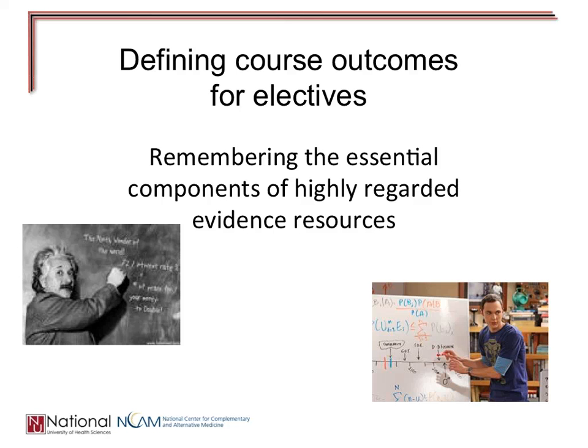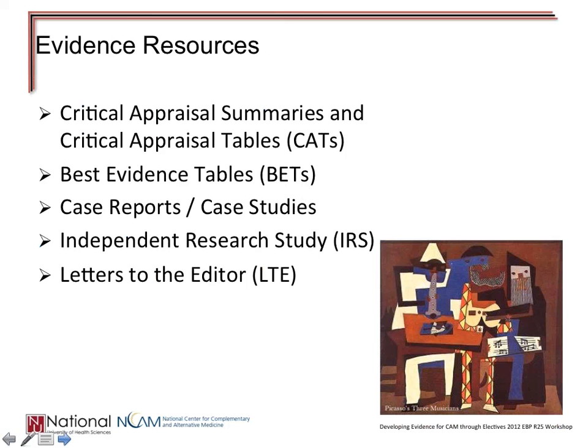All right, so as I said, this next section is really going to be faculty discussion, so use your outside voices, and we're going to be talking about course outcomes, what we want to have come from these courses, what do we want these courses to accomplish. And we're going to look at the essential components of some of these evidence resources that we've selected as potential electives. And these evidence resources will be the critical appraisal summaries, critical appraisals, or critical appraisal tables.